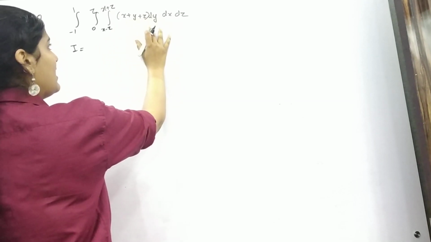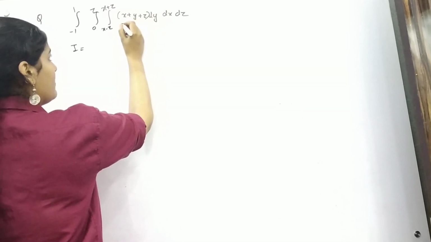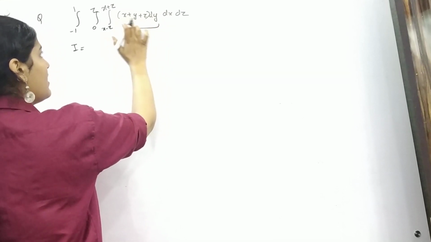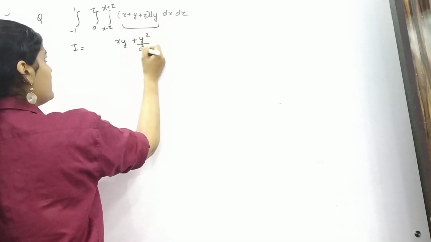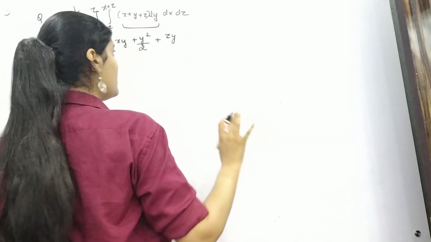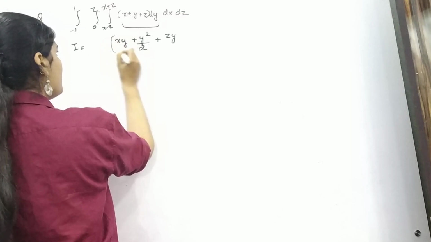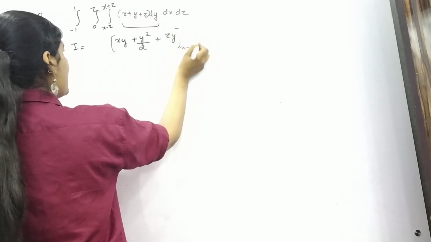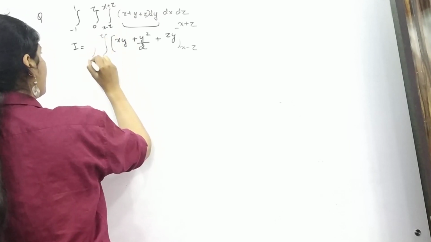First of all, as I told you, this is for y. So you are solving for y. If you take this bit only, x dy will be xy, y square by 2, and then zy, keeping all other variables constant, only solving for y. The limit is from x minus z to x plus z. The rest of the limits are still there.